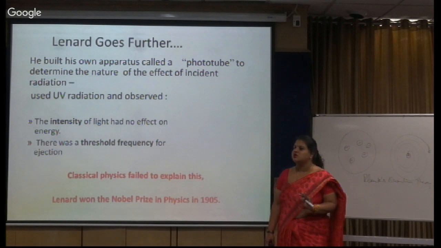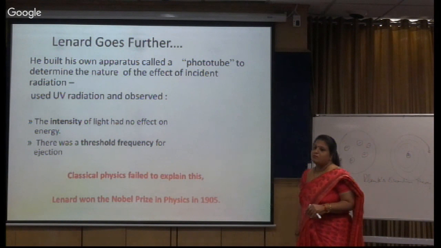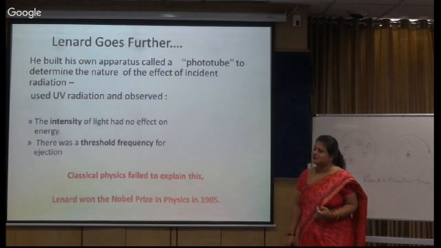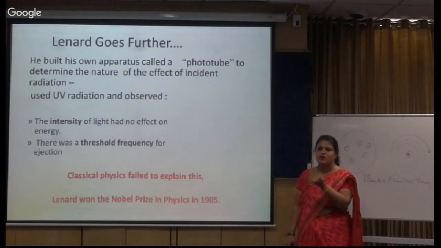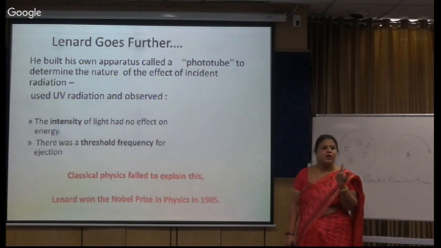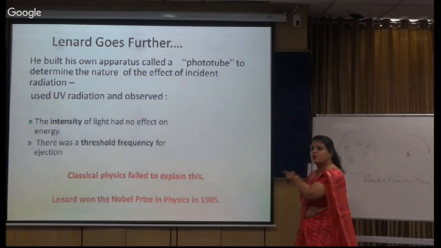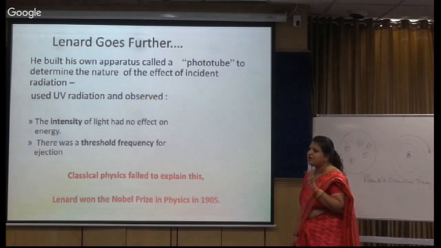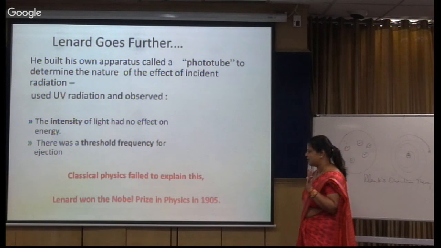Secondly, he also said that there has to be a minimum amount of energy incident on the metal surface for the electrons to be ejected out. If the incident radiation has a frequency lower than this minimum frequency, which we call the threshold frequency, electrons will not be emitted from the metal surface.